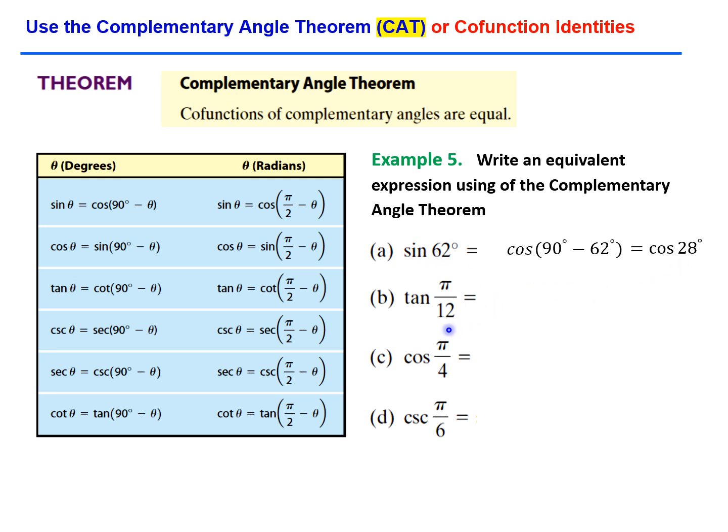Okay? But if the given is in radians, for example, tan pi over 12, the cofunction of tan is cotan, and then pi over 12, subtract this from pi over 2, not from 90 degrees. Just subtract this, and it will be equal to 5 pi over 12. So tan theta is equal to cotan of pi over 2 minus theta. Your theta here is pi over 12. And the value of the cofunction identity is cotangent 5 pi over 12 is equal to tan pi over 12.